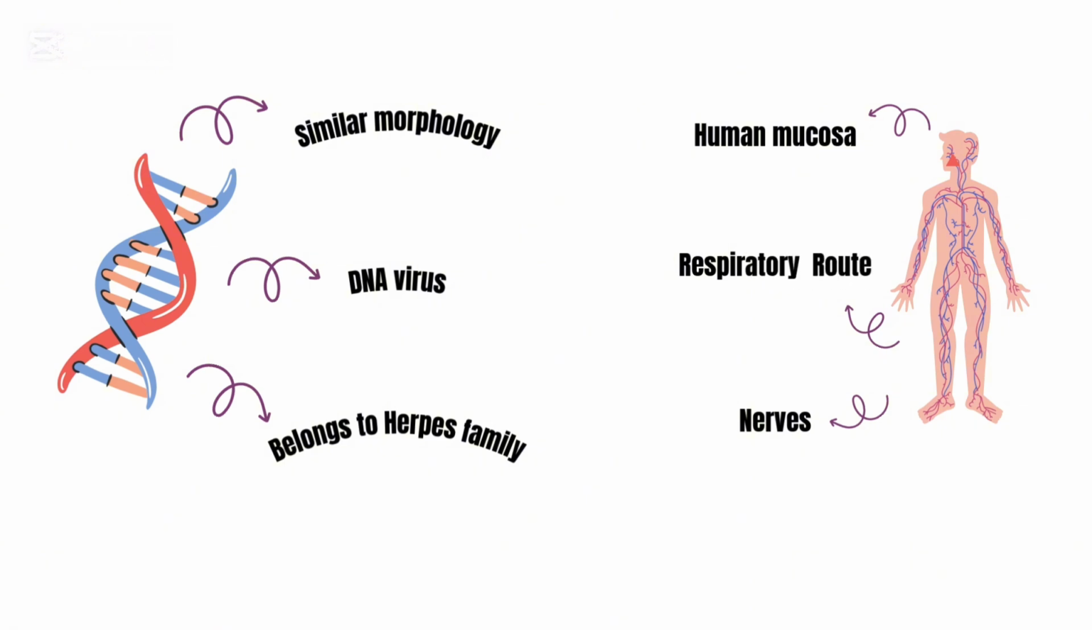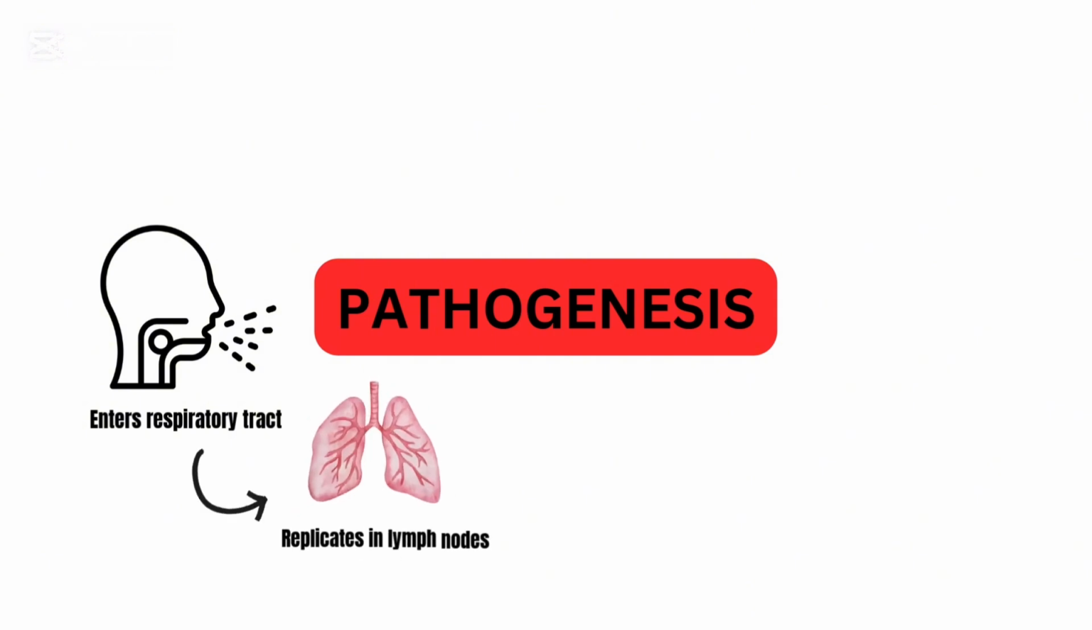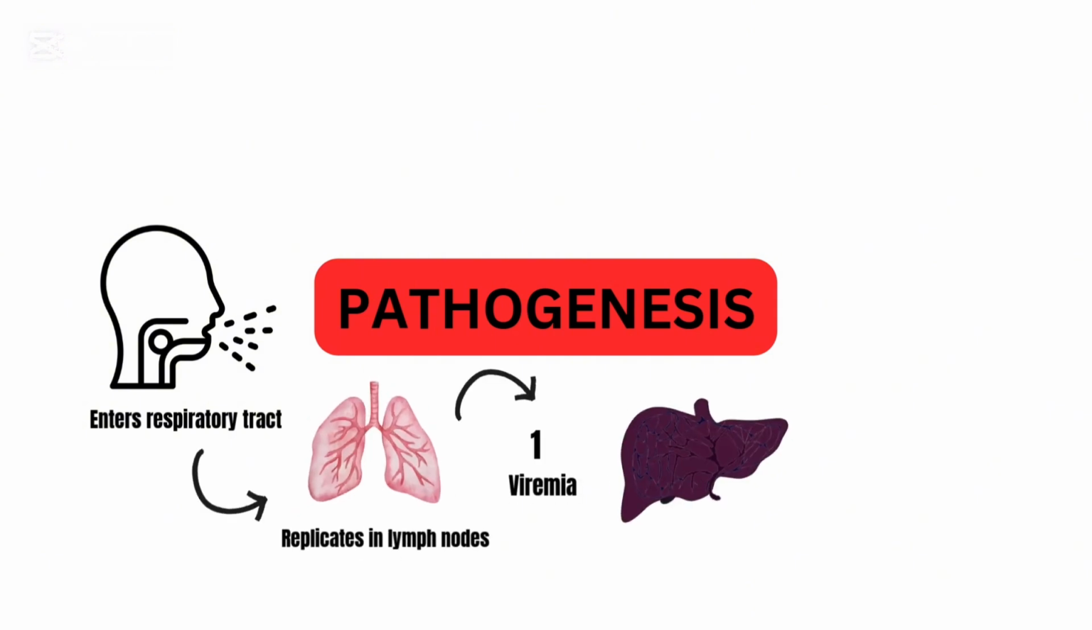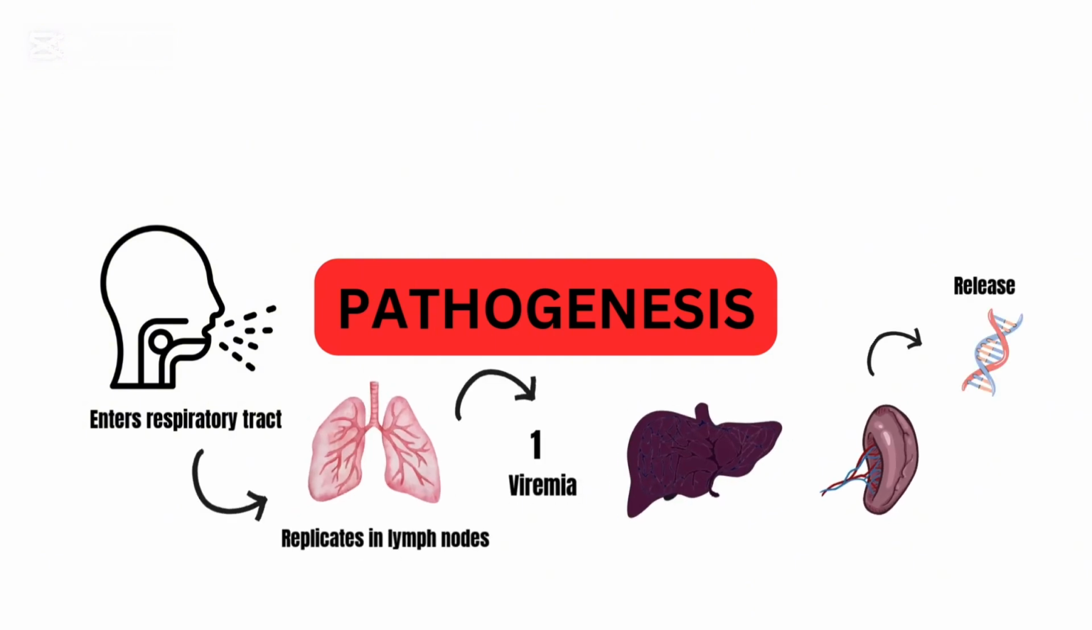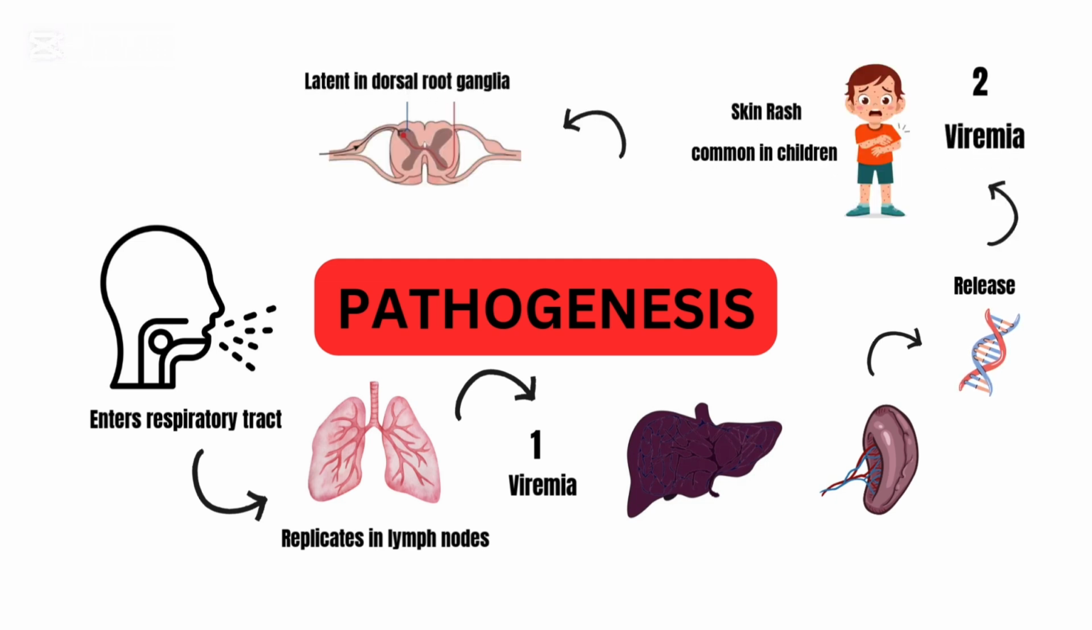If we talk about its transmission and spread, this virus predominantly spreads through respiratory routes but can also spread through physical contact. Let us try understanding pathogenesis of VZV infection. As we know, it spreads through respiratory routes. Once it enters our body, it travels to lymph nodes and rapidly replicates and spreads to liver and spleen, which are its target organs. This is called primary viremia.